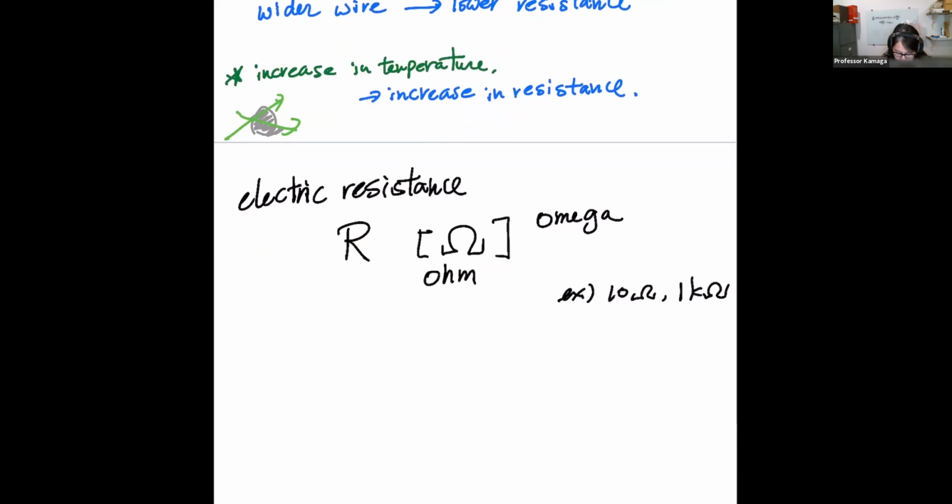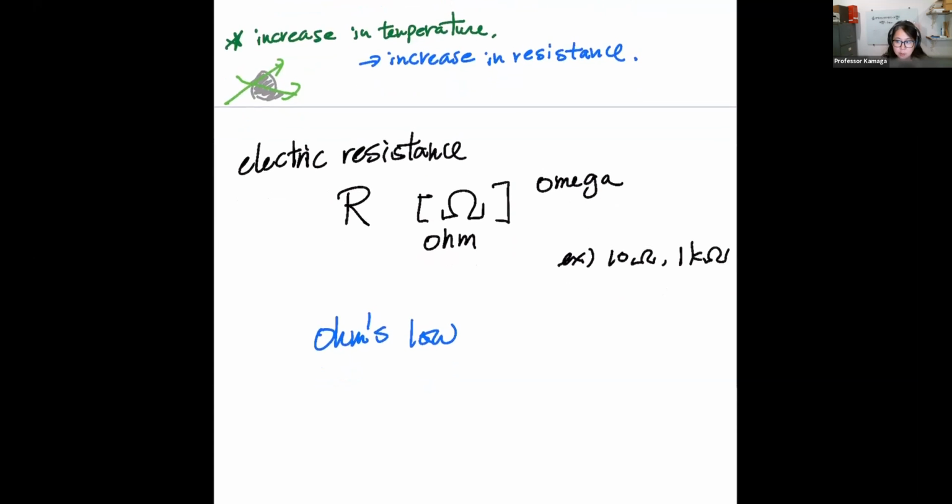Here is a very useful law called Ohm's law. It's not a fundamental law. This is an empirical law. So Ohm's law is not like Newton's laws of motion. It's not that fundamental, but it's very, very useful. It works most of the time. So we use it. What Ohm's law says is that current flow is equal to voltage divided by resistance.